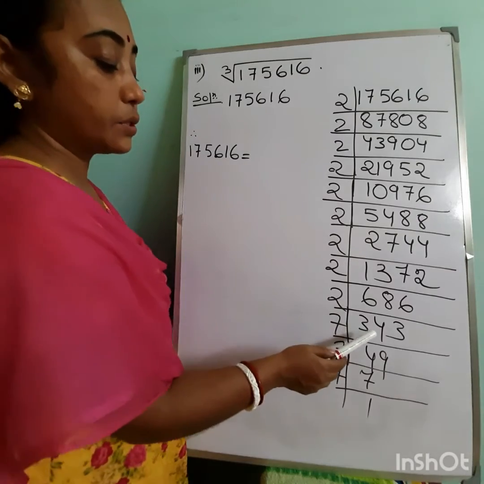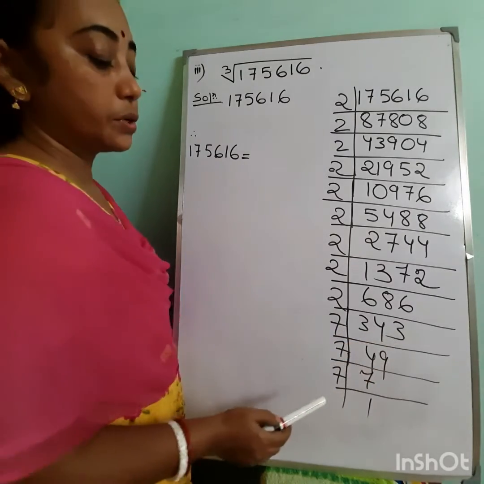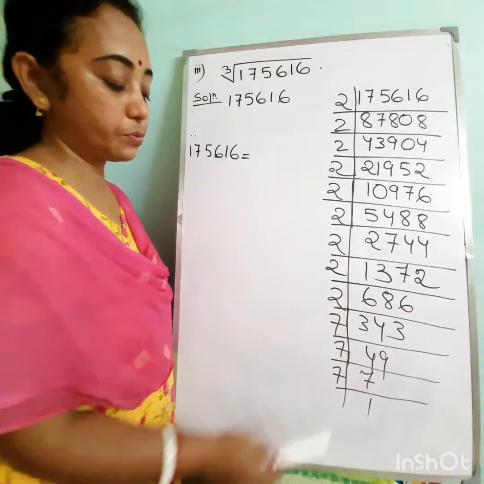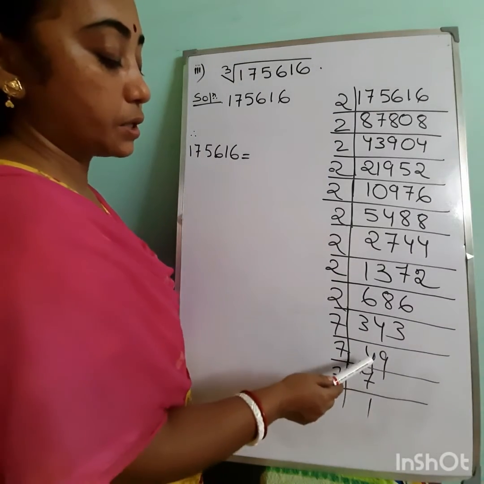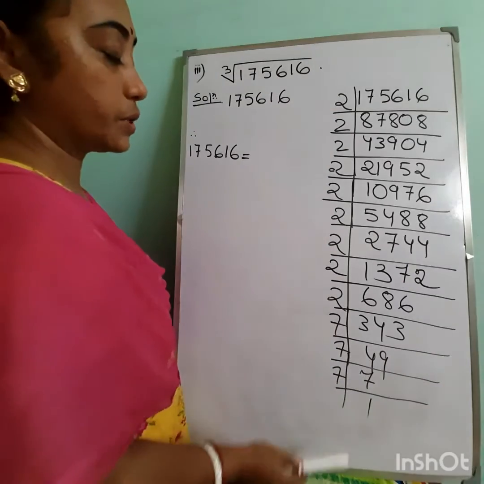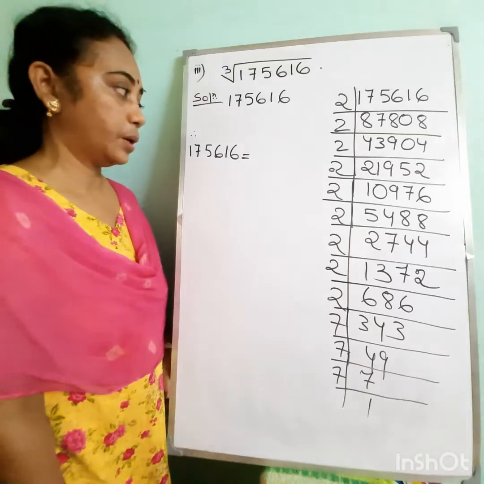In this way up to this step all are even numbers. After that it is coming 343. Here the unit place, we know this number is a cube of 7, so it will be divisible by 7. Here it is coming 49, which is again divisible by 7. So at last we are getting 7, which is a prime number.